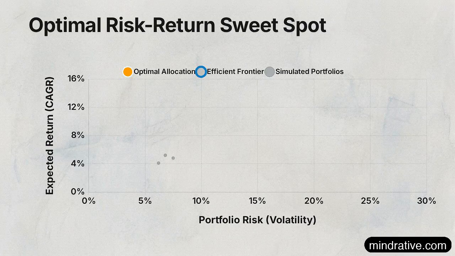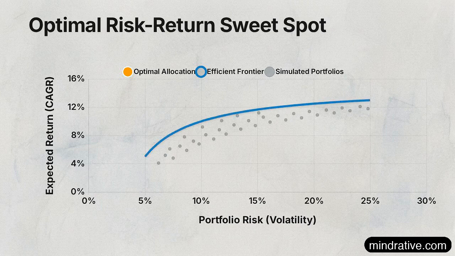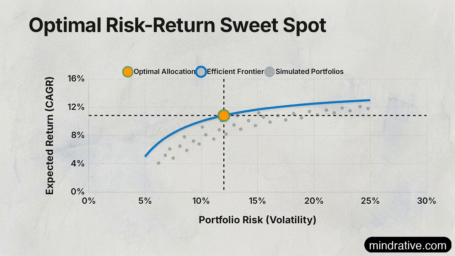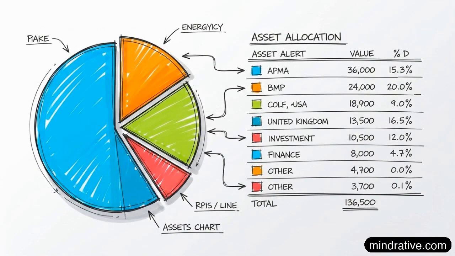Optimization isn't about avoiding risk entirely. It's about identifying the point on this curve where expected return justifies the volatility you're willing to accept. With those targets in mind, we move to the Portfolio Constructor to build the final mix.